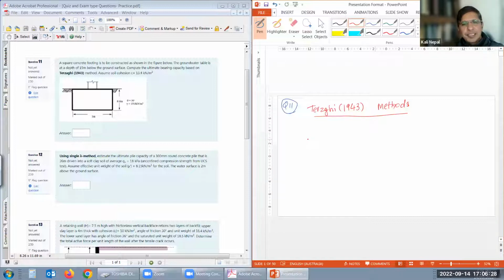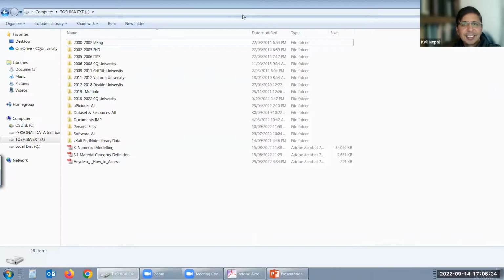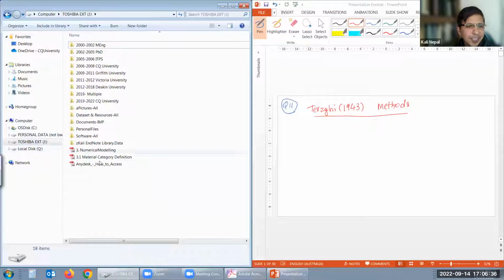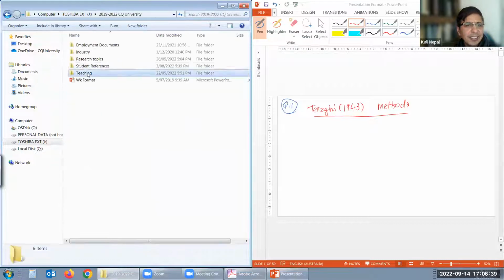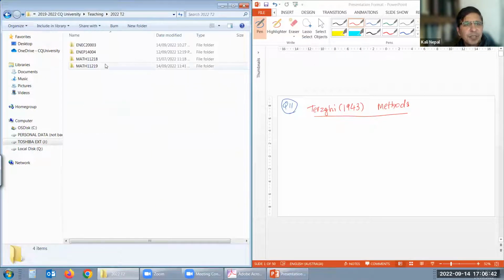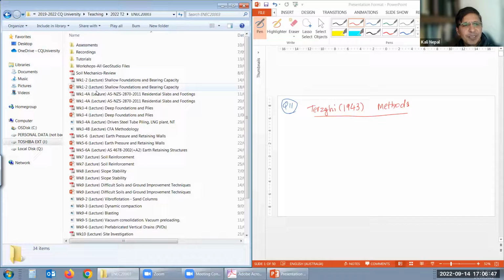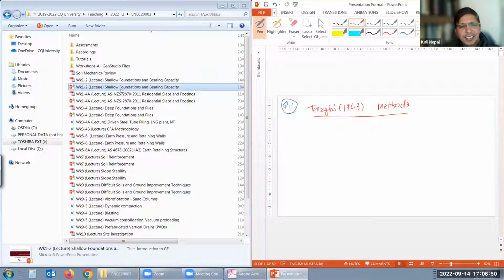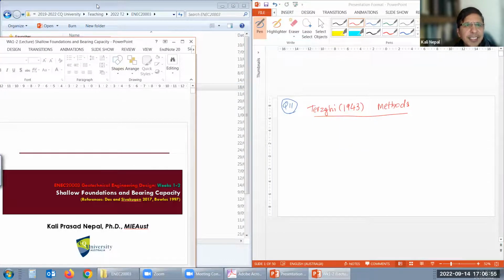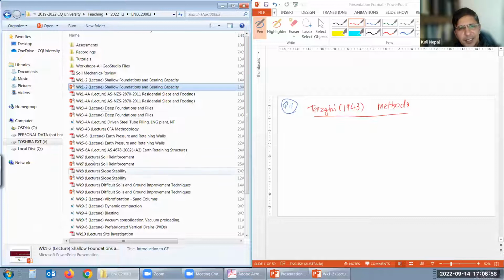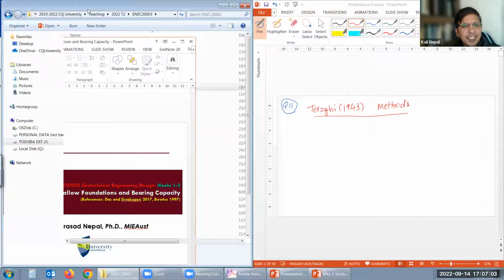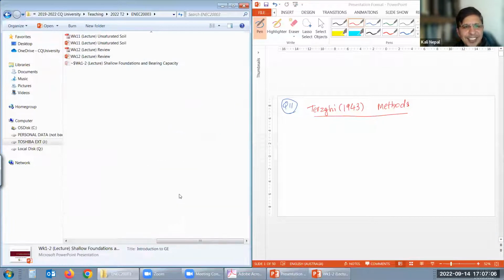So what is the equation? I don't know, so I go to my lecture notes. I'm showing how you really do it. I know this question is from bearing capacity, isn't it? So I'll open the lecture notes for bearing capacity, shallow foundations and bearing capacity. First thing, if there is no sketch given, you need to draw the sketch, so that we understand. If the sketch is there, no need to draw it. The sketch is already there.